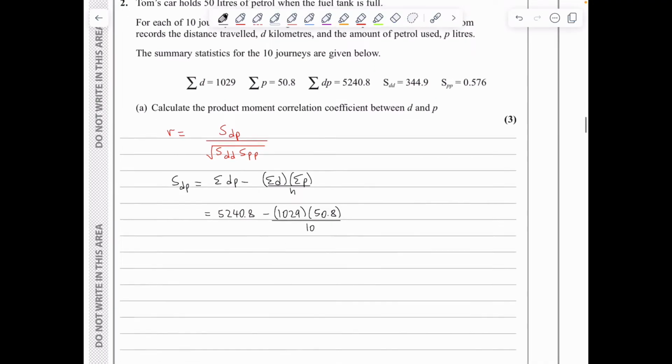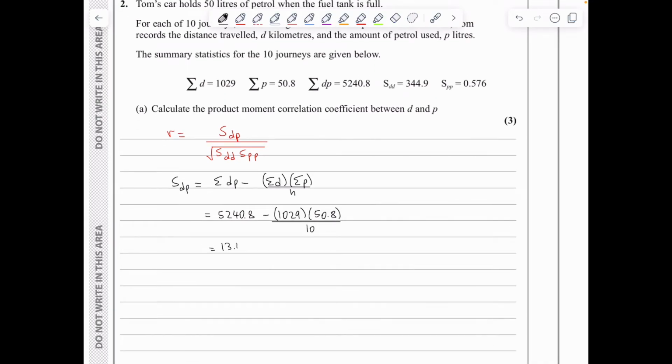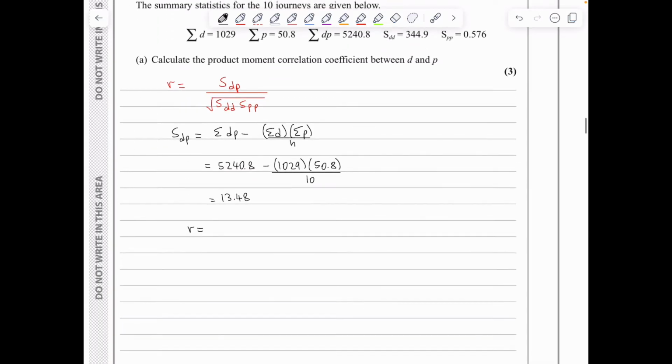This gives an answer of 13.48, and therefore the product moment correlation coefficient is given by 13.48 over the square root of 344.9 times 0.576. We plug everything on the calculator and we get an answer of 0.956, correct to 3 significant figures.